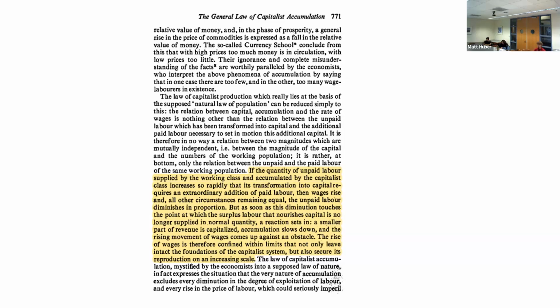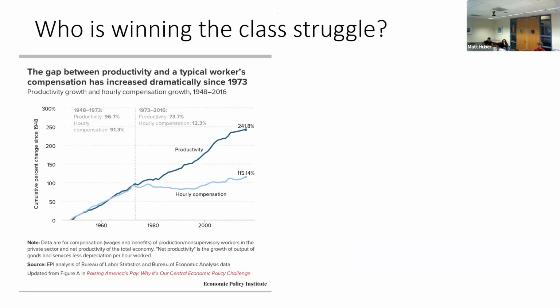But as soon as that diminution touches the point at which the surplus labor that nourishes capital is no longer supplied in normal quantity, a reaction sets in. A smaller part of the revenue is capitalized, accumulation slows down, and the rising movement of wages comes up against an obstacle. The rise of wages is therefore confined within limits that not only leave intact the foundations of the capitalist system, but also secure its reproduction on an increasing scale.